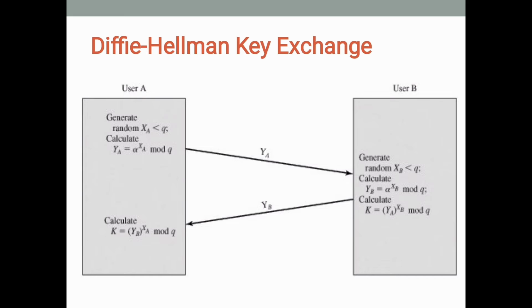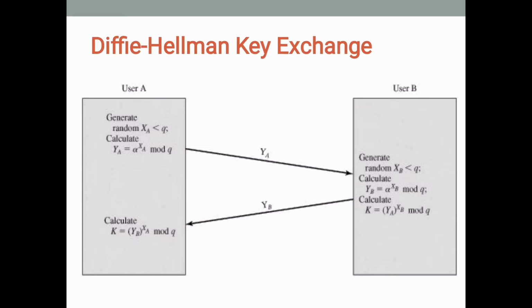Because the public key is always publicly known, anyone can access it, as it is available in the public key directory. From there any user can collect the public key of any other user. So the formula is YA is equal to alpha power XA mod Q. After calculating, he is sending the public key to user B.